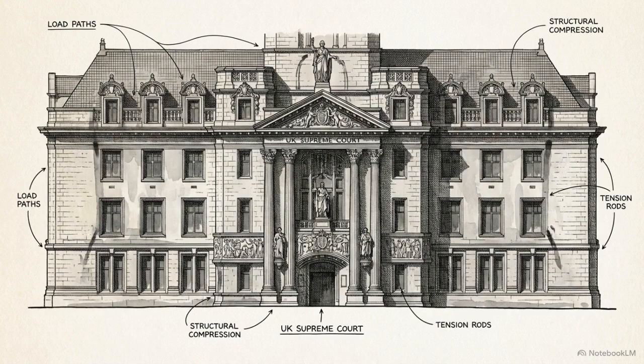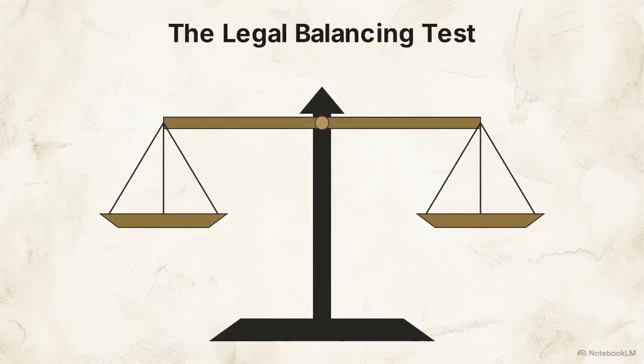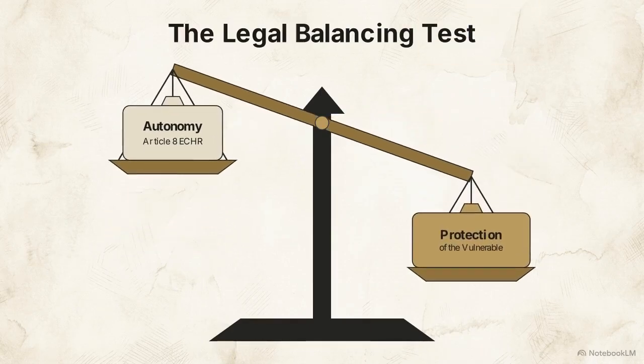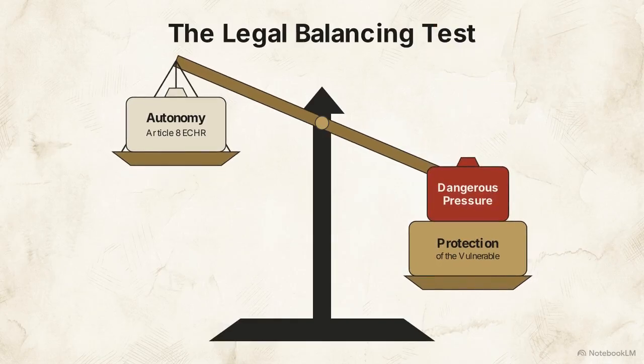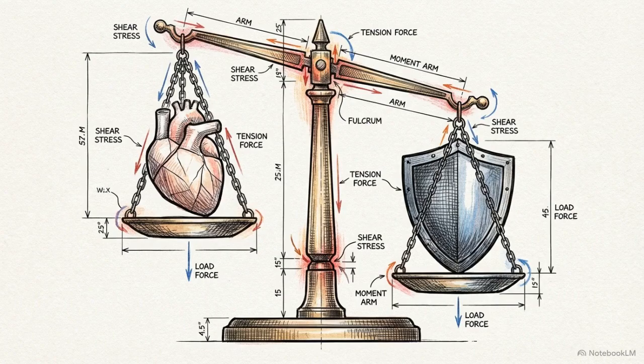This put the Supreme Court in a painful dilemma. They openly acknowledged that the blanket ban on assisted suicide does in fact interfere with a person's Article 8 rights to personal autonomy. But the court ultimately justified upholding the law by weighing that autonomy against the state's overriding obligation to protect vulnerable populations. They argued that legalizing assisted suicide could create dangerous pressure on the sick and elderly to end their lives prematurely.